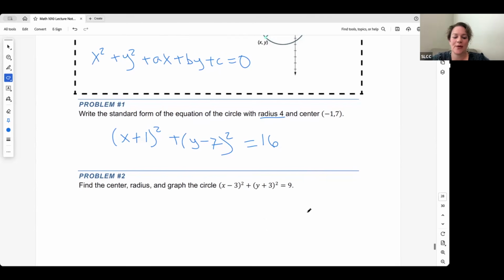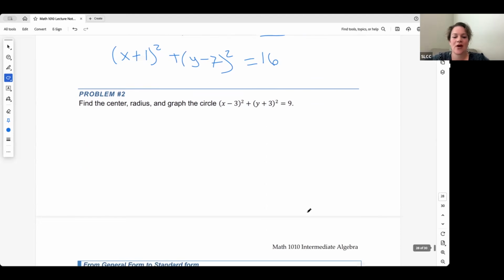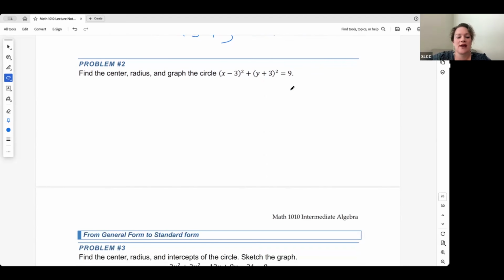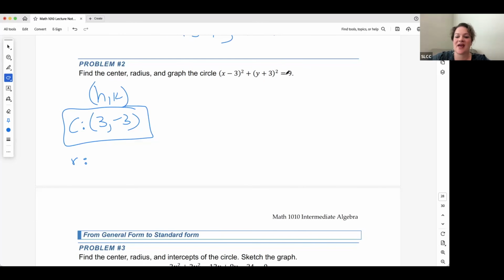Now what about problem 2? Find the center and the radius and graph the circle. Okay, so now we notice (h, k) is the center value. Remember, it's the opposite. So h would be 3 and k would be -3. So state your center. There's the center. And state the radius. What do you think? The square root of 9. So the radius is 3.